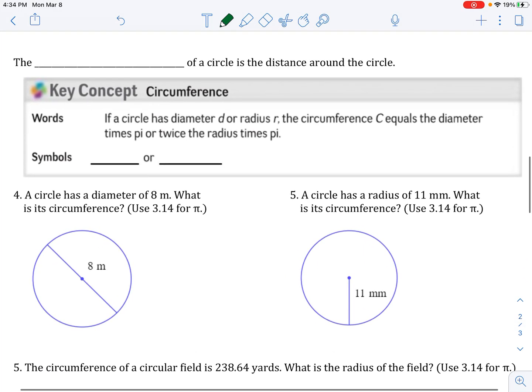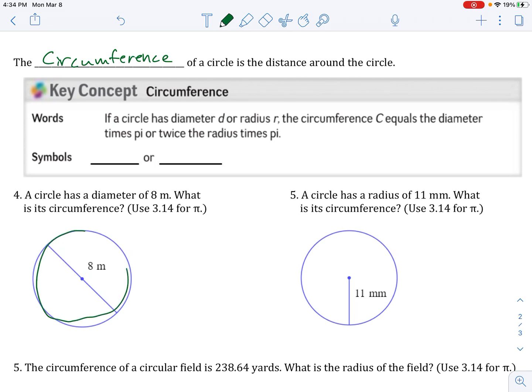The blank of a circle is the distance around the circle. That would be the circumference of the circle. C-I-R-C-U-M-F-E-R-E-N-C-E. Circumference. The circumference of the circle. If I were to describe the circumference of a circle, I would describe it by, if I took this circle and I put a string on top of it, and then I opened up the string and made it completely straight like that, I could actually measure its length.